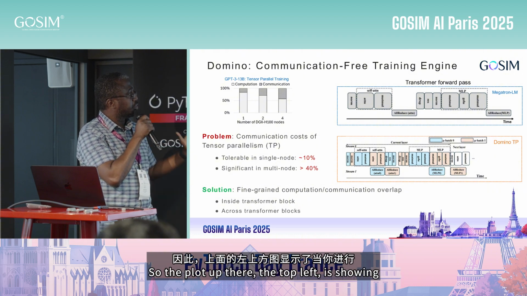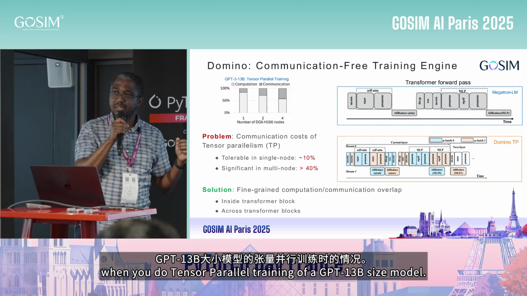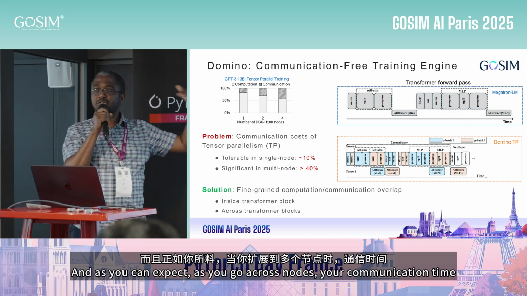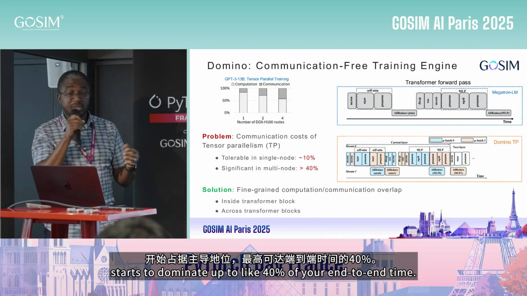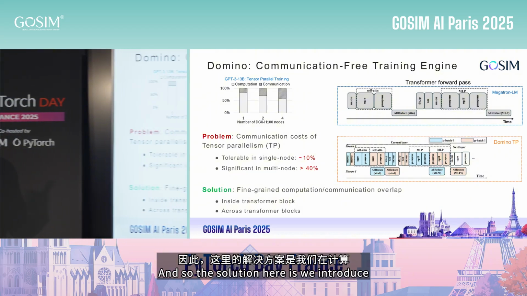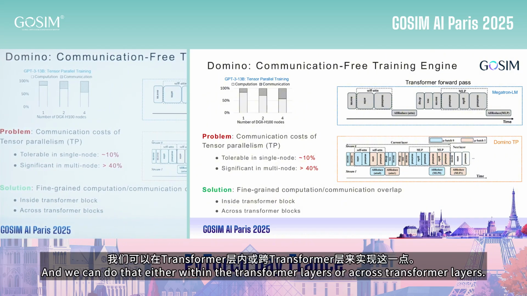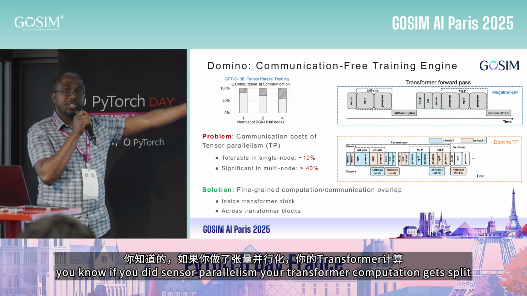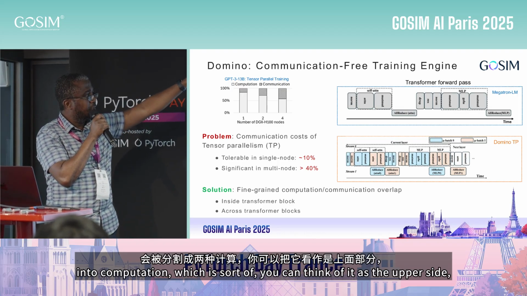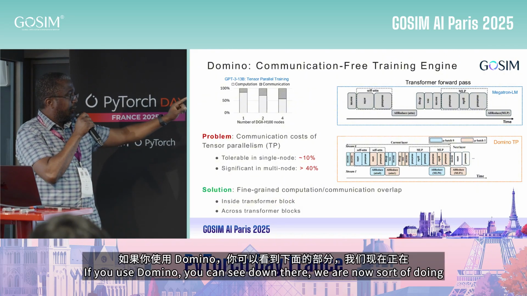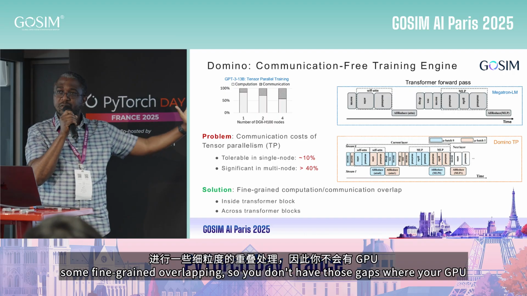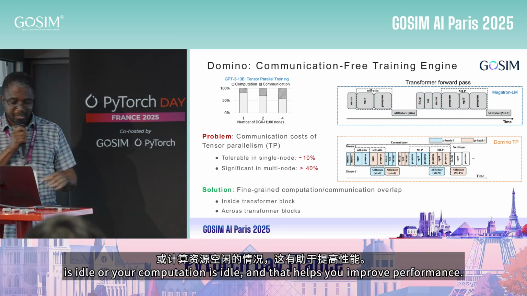The plot at the top left shows tensor parallel training of a GPT-13B size model, breaking down the time between computation and communication. And as you can expect, as you go across nodes, your communication time starts to dominate, up to like 40% of your end-to-end time. So the solution here is we introduce some fine-grained overlapping of your compute and your communication. And we can do that either within your transformer layers or across transformer layers. The plot there shows Megatron-LM, where if you do tensor parallelism, your transformer computation gets split into computation, which you can think of as the upper side, and communication on the lower side. If you use Domino, you can see down there, we are now doing fine-grained overlapping, so you don't have those gaps where your GPU is idle or your communication is idle, and that helps you improve performance.